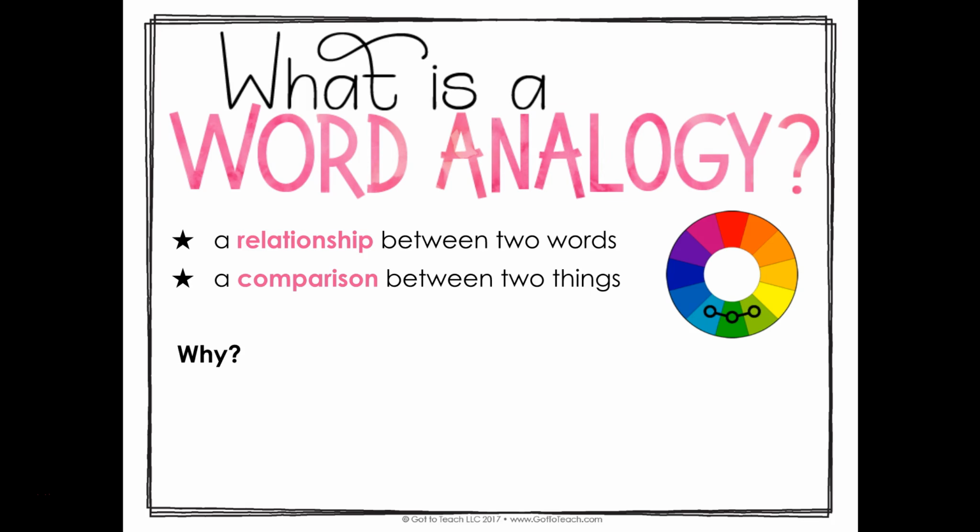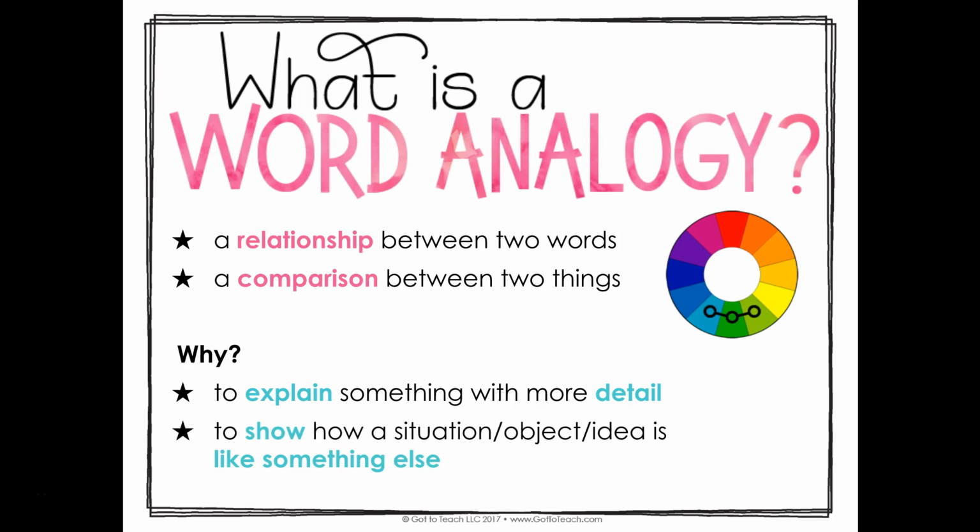Why do we use analogies? Well, usually we use analogies so that we can explain something with more detail, or to show how a situation is like something else, or how an object is like something else, or how an idea is like something else. For example, someone might say that their love burns like a fire. Not an actual fire inside their bodies, but that the love that they feel is like a fire in some way. So that would be an analogy. You're showing how love is like fire.